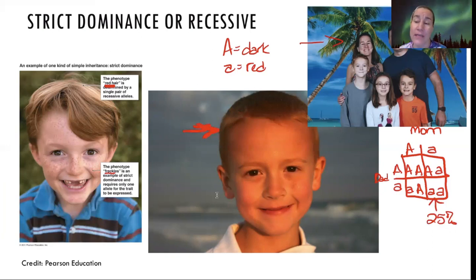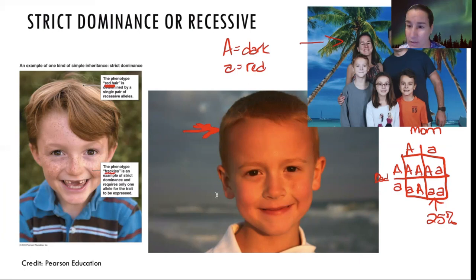You will see and need to set up your own Punnett squares. You'll need to understand how to do this with strict dominant recessive. You will be told on a test, mom has this and dad has this, and you will need to know how to write a Punnett square. So please contact me if these Punnett squares don't make sense. If you don't understand how to do them, you don't understand how to interpret the results.